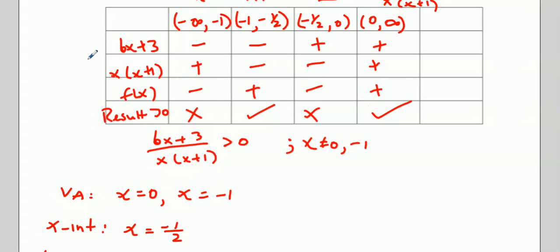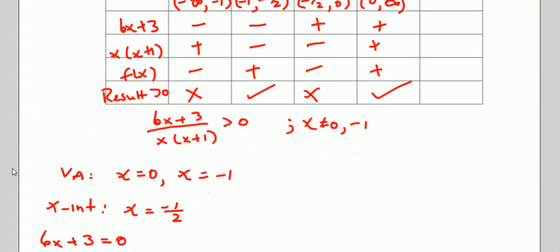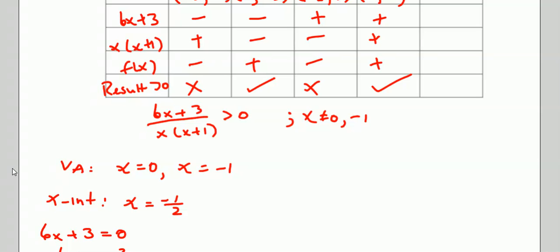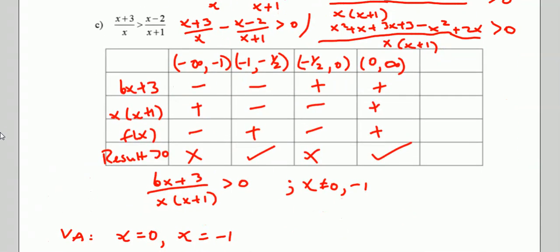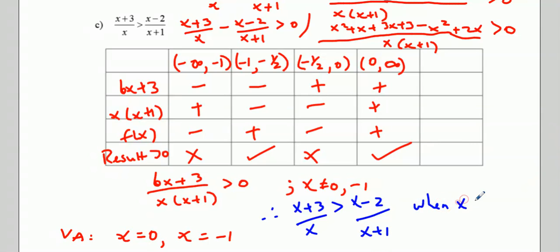Okay, so let's summarize. We can go back to our original inequality, which was not so nice. We'll just put our answer in blue here. So therefore, x plus 3 over x is greater than x minus 2 over x plus 1 when x is an element of which one? Negative 1 to negative 1/2.